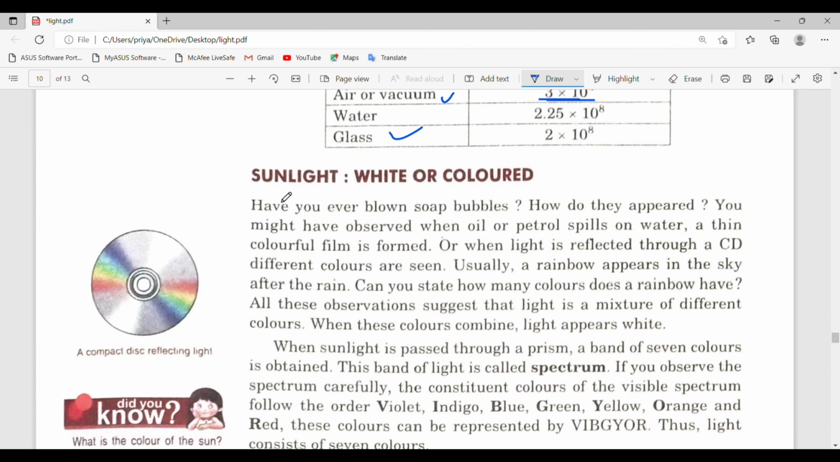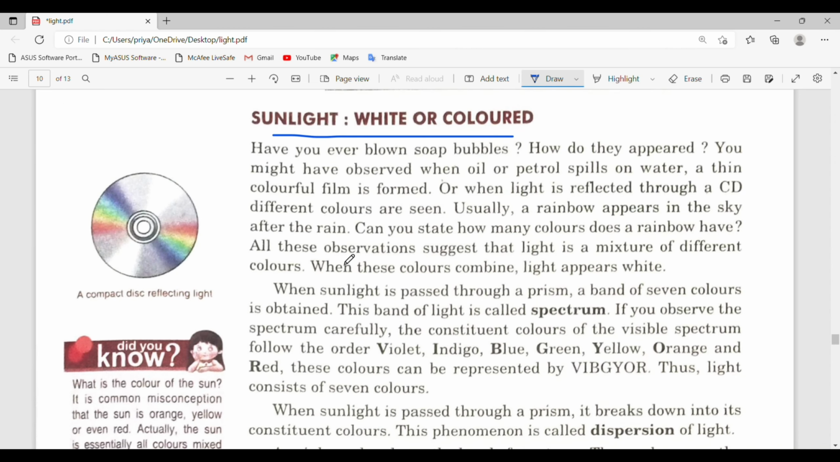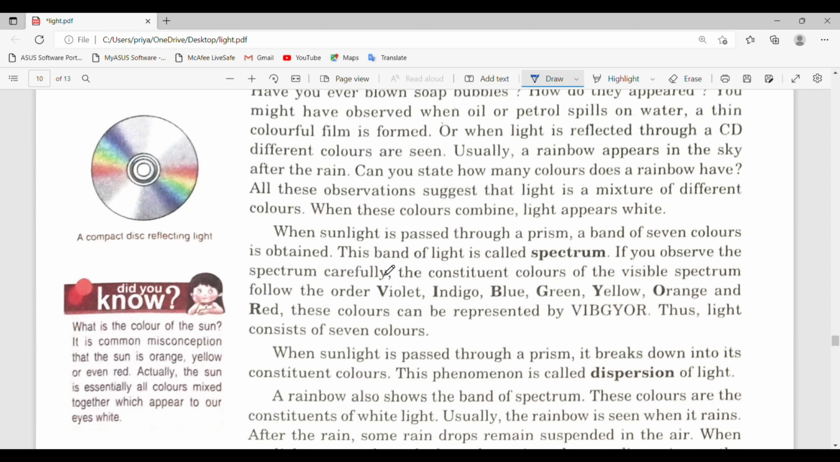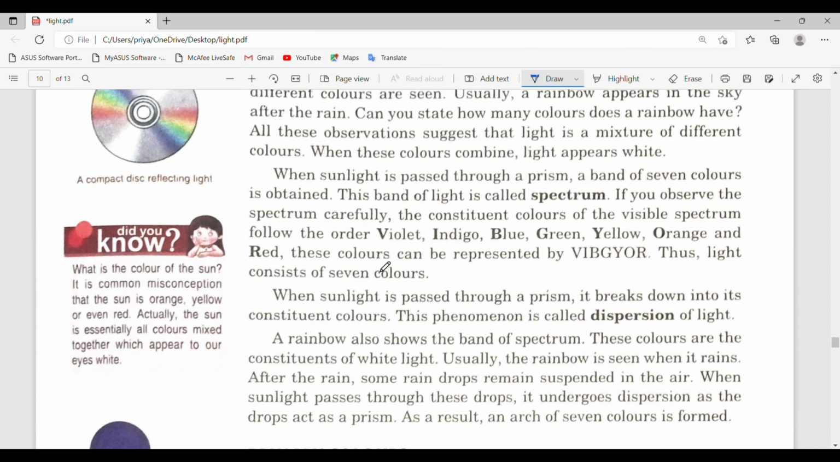Now sunlight is considered as white color light, ठीक है, which splits up into 7 colors. Sunlight is the white light which forms 7 colors, that is violet, indigo, blue, green, yellow, orange and red, which is known as Vibgyor, है ना. It is represented as Vibgyor.